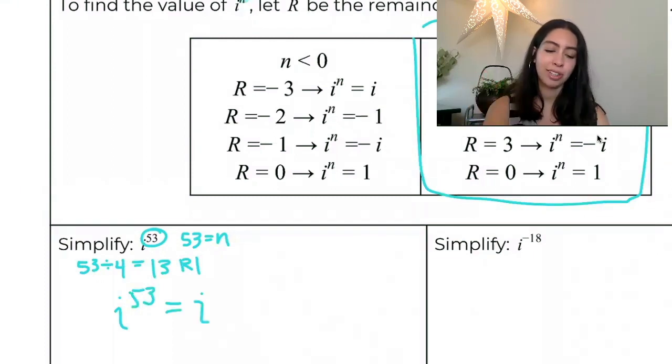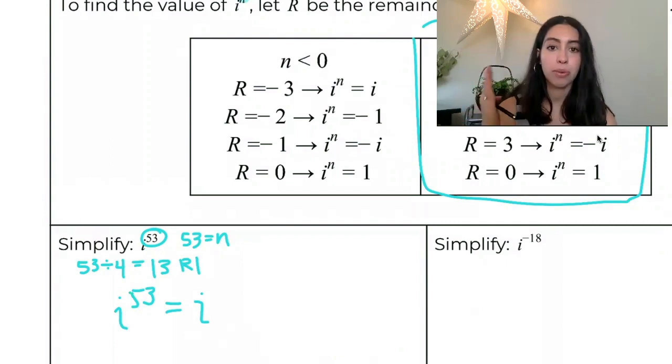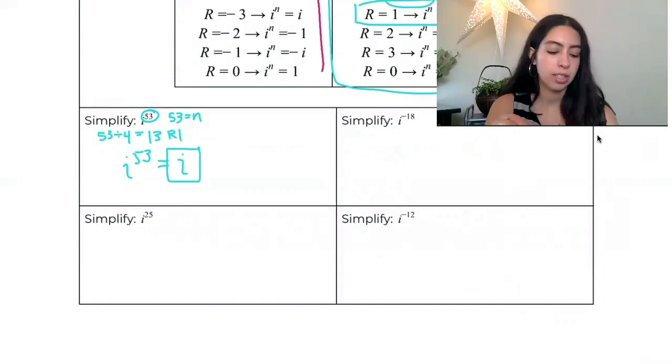It's kind of like a shortcut way. Instead of having to multiply i so many times, right, 53 times, we divide by 4, so that way we can shortcut through all of the steps and find our solution here. All right, so let's try this next one here.